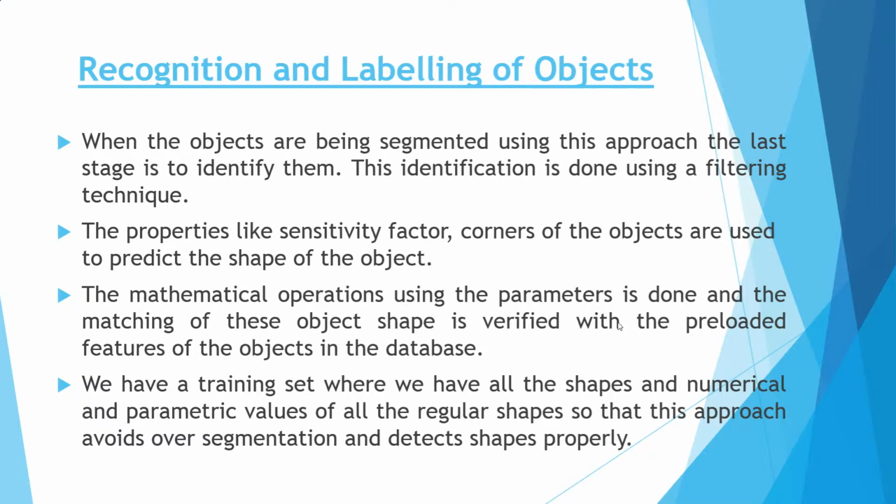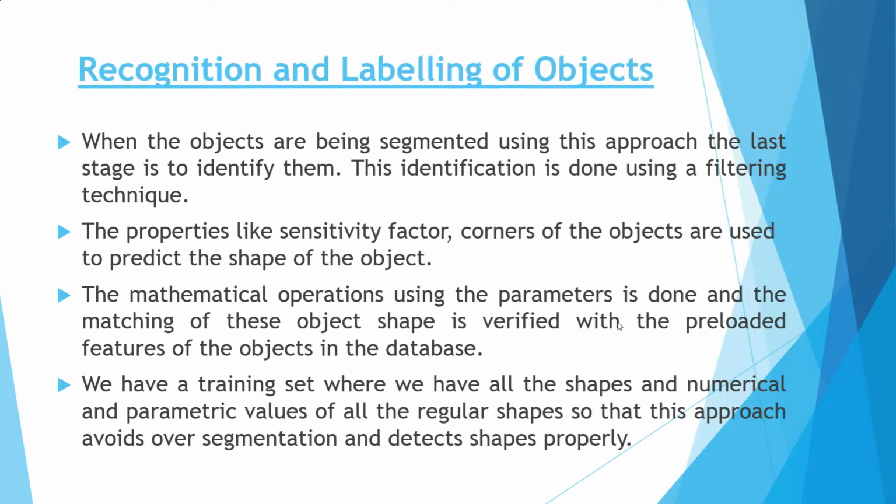Next is the recognition and labeling of objects. When the objects are segmented using this approach, the last stage is to identify them. This identification is done using a filtering technique. Properties like sensitivity factor and corners of the objects are used to predict the shape of the object. The mathematical operations using the parameters are done and the matching of the object shape is verified with the preloaded features of the objects in the database.